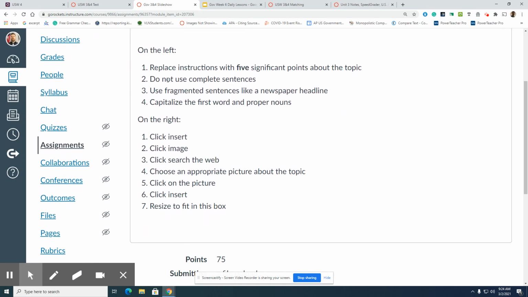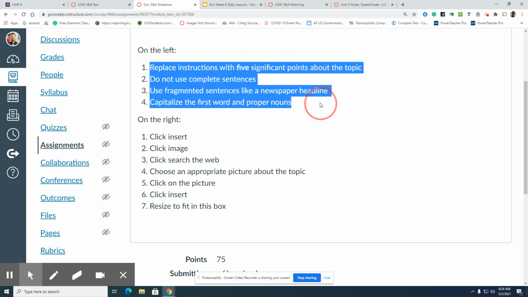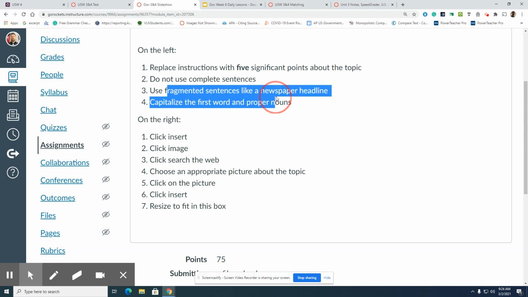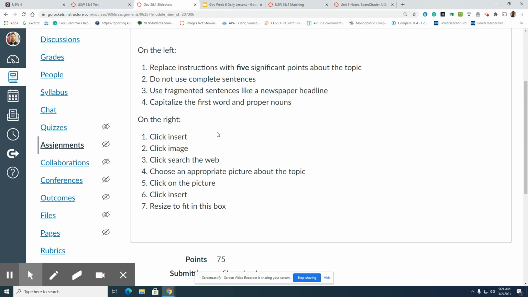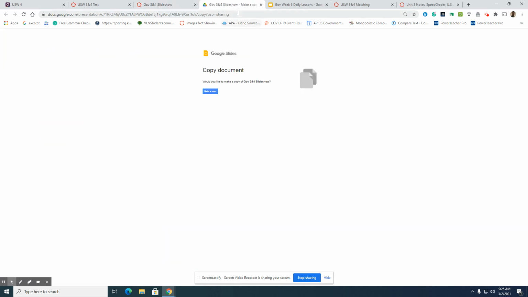Once again, you're looking at placing the instructions with the 5 significant points. You don't have to use complete sentences. They should be fragmented like a newspaper headline. And on the right-hand side, you will put a picture. And once again, you should be offered a chance to make a copy, so make sure that you do that.